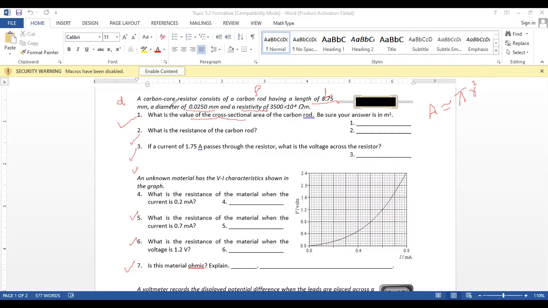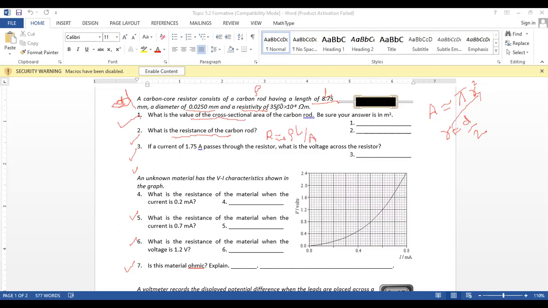So here is the diameter, this one. The diameter is 0.005. So r is basically d by 2. So just divide this by 2, you will get r, and then you will substitute here, and you will get the area of cross section. This is the answer for the first one. Second, what is the resistance of the carbon? For that, I told you the formula, again we discussed: R equals rho L by A.